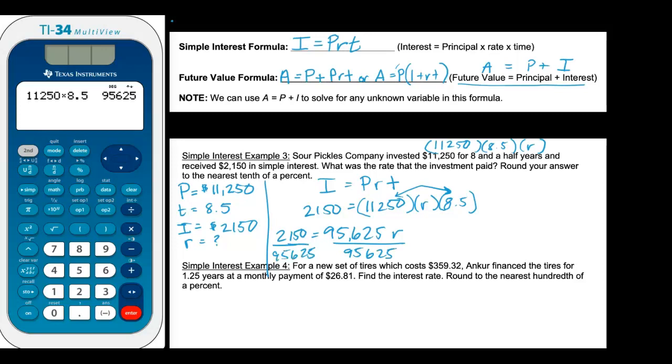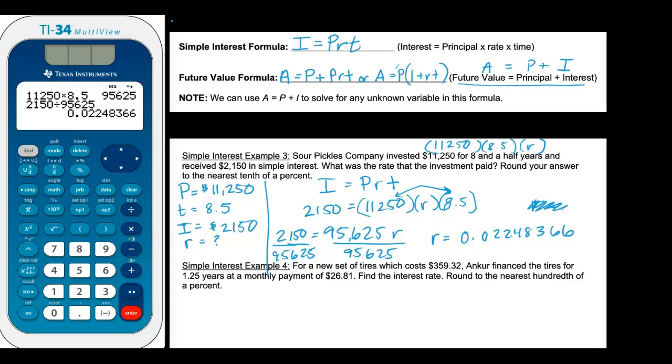to solve for R. In my calculator, 2,150 divided by 95,625, and I get this decimal for R. I should have given myself a little more room here, so I'm going to write R right here. R equals 0.022483666.